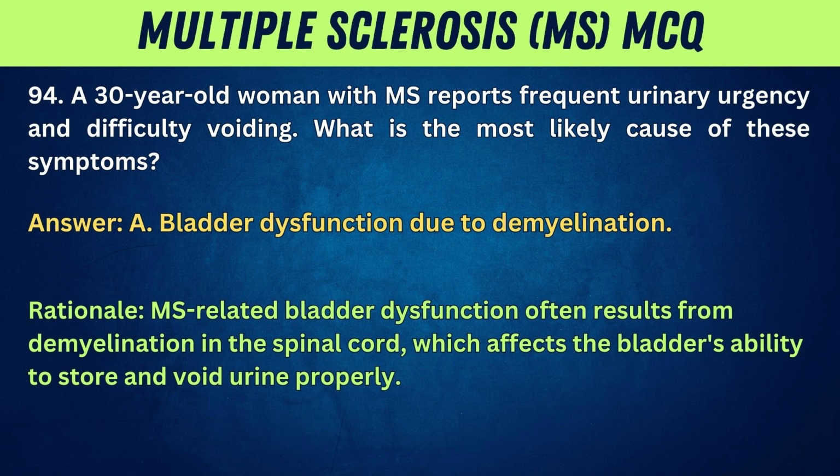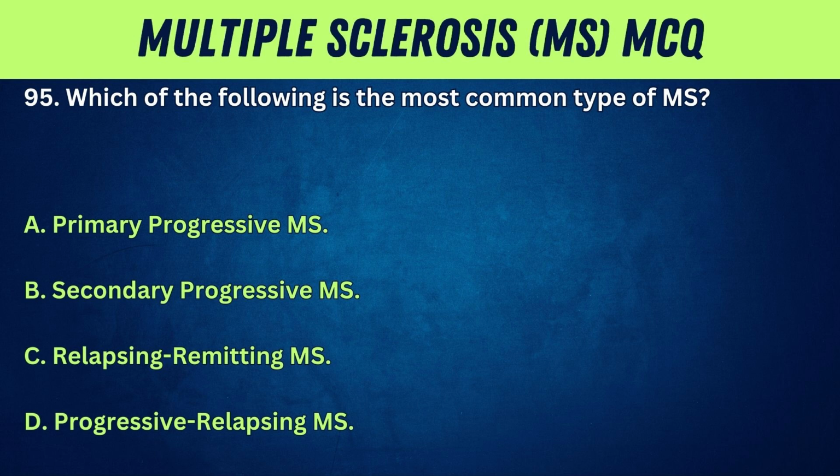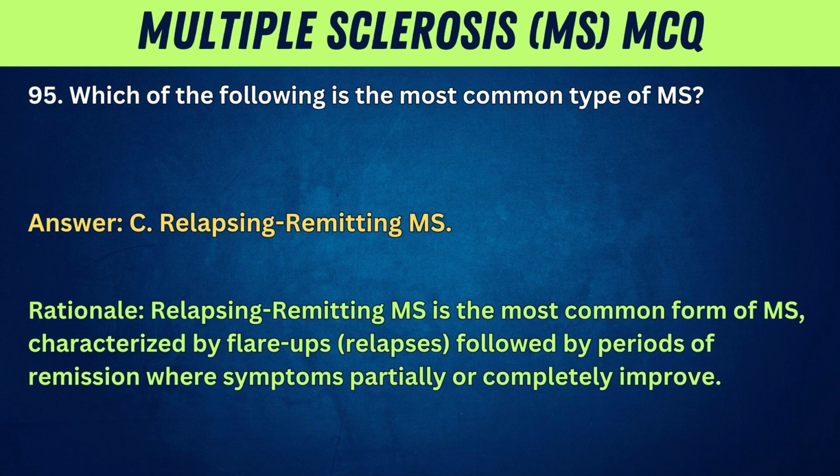Rationale. MS-related bladder dysfunction often results from demyelination in the spinal cord, which affects the bladder's ability to store and void urine properly. 95. Which of the following is the most common type of MS? A. Primary progressive MS. B. Secondary progressive MS. C. Relapsing remitting MS. D. Progressive relapsing MS. Answer. C. Relapsing remitting MS.